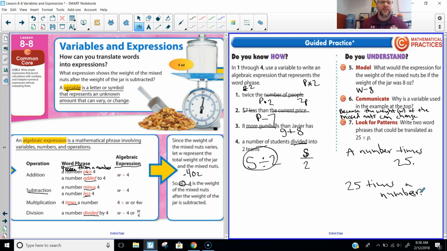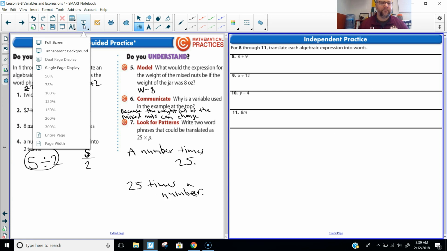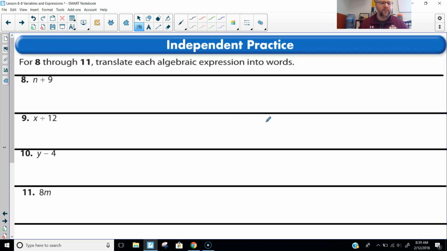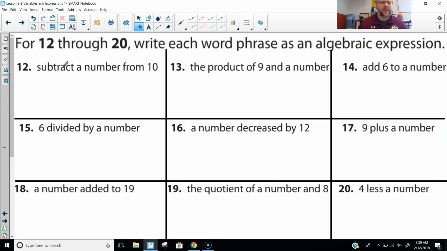Again, you can pause the video, rewind it, look it over again if you need to. This is just an extension of lesson 8.1. Again, just being very careful with the operation we're using, looking for keywords in the word phrases, and then making sure that we're putting the numbers and variables in the correct order in our algebraic expressions. Now your practice work is going to look something like this. For example, number 8 says n plus 9. You're going to translate that algebraic expression into a word phrase. You can use the chart that was on the front page to help you out with that. And then you're also going to have to take these word phrases and turn them into algebraic expressions.